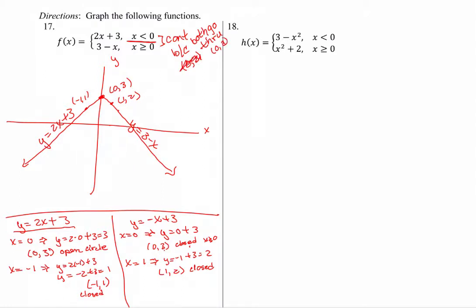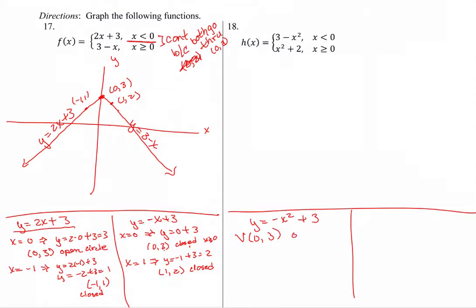All right, now let's look at number 18. So again, I'm going to take this little section and split it in half so that I can do each of these lines. So we have y equals minus x squared plus 3. Okay, and so we have a vertex of 0, 3, and we open down.